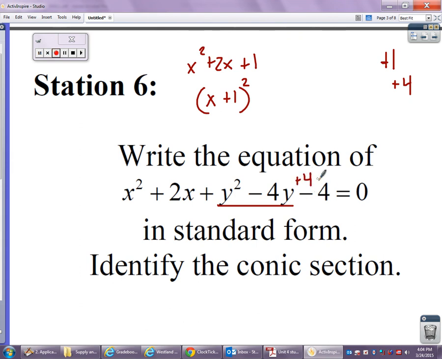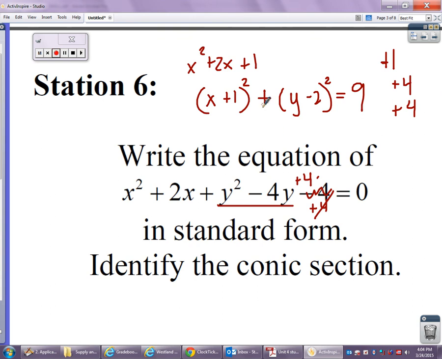And I'm going to actually keep this negative 4 out of it. In fact, from the very beginning, I could have gotten rid of it by adding 4 on both sides. So that's another 4. Well, here I have y squared minus 4y plus 4. That will factor into (y minus 2) squared. And if I add all these up on the other side of the equation, it equals 9. 1 plus 4 plus 4.